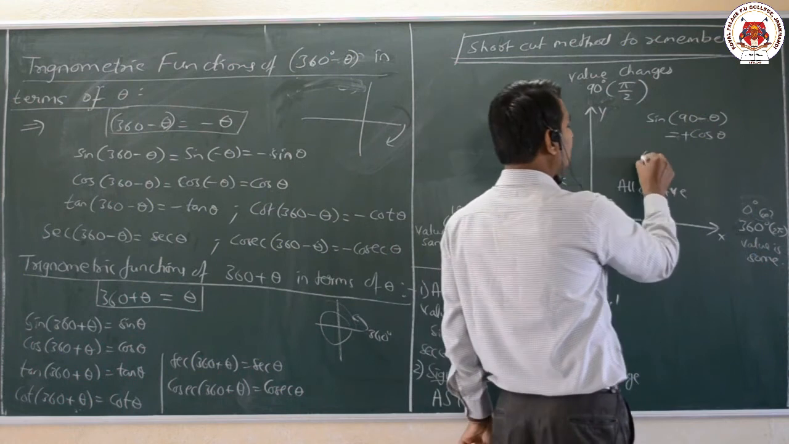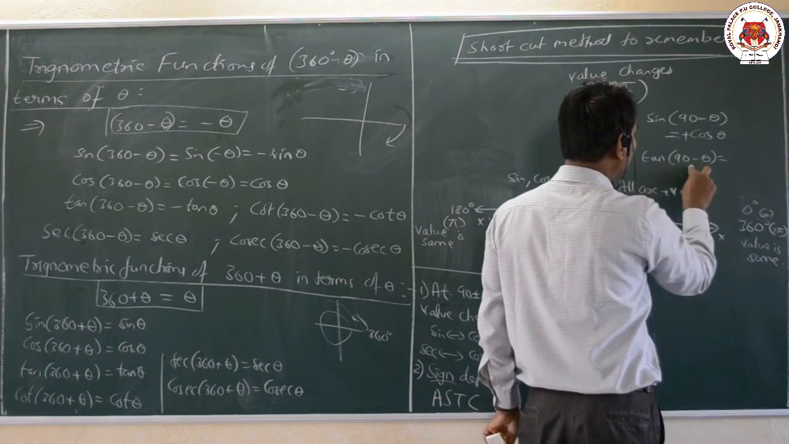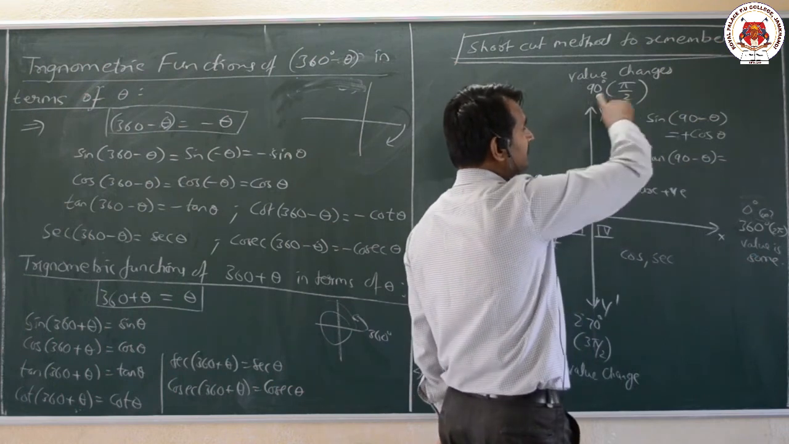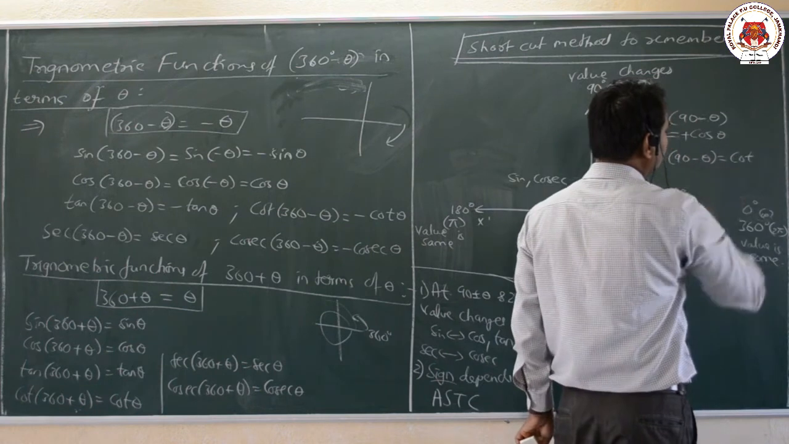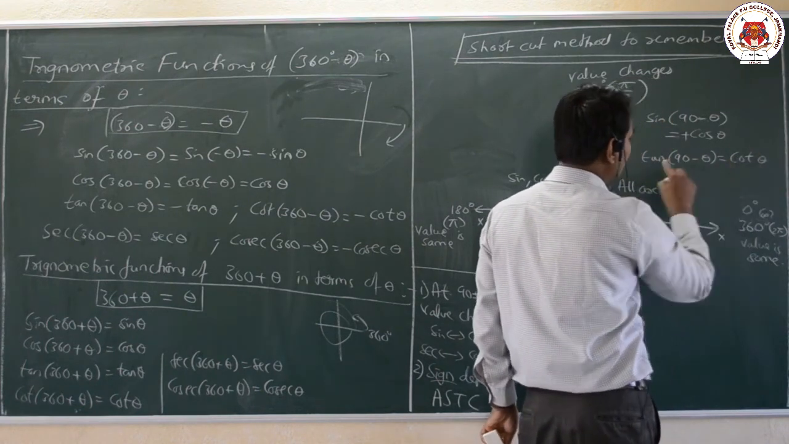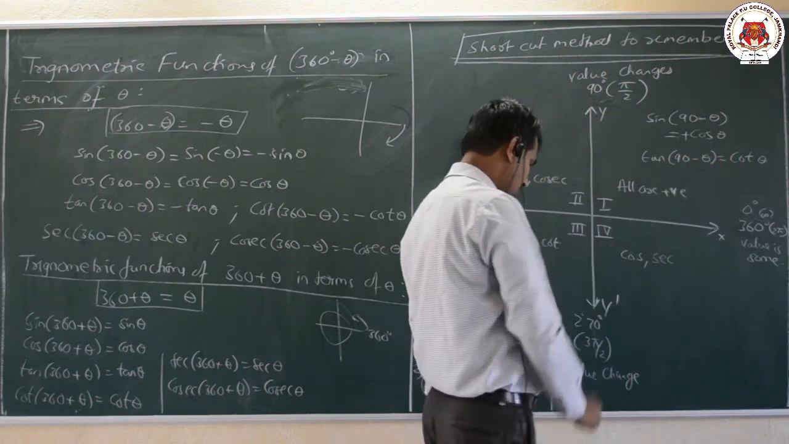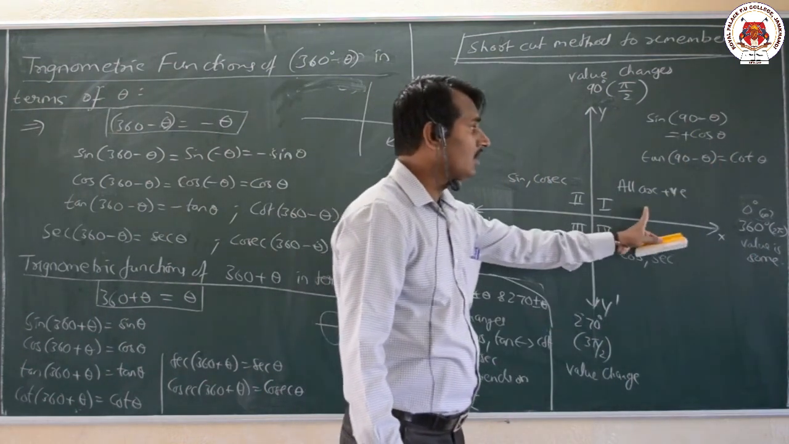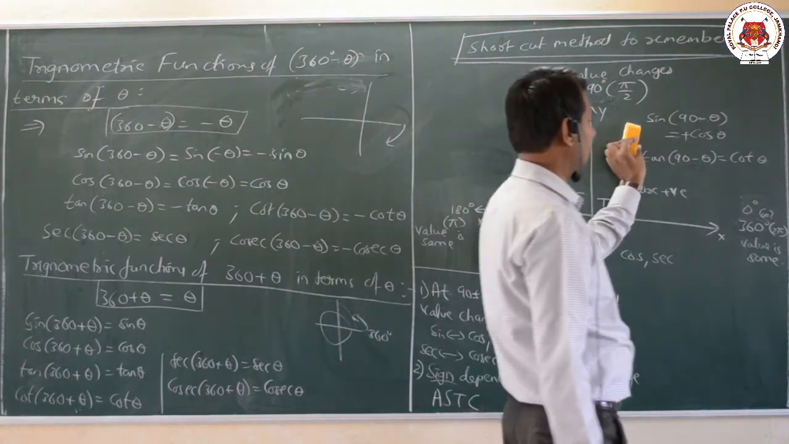Similarly, we can take tan of 90 minus theta. 90 minus theta always comes in the first quadrant. Tan becomes cot here. And what is the sign for tan? It is positive here, because in the first quadrant all are positive. In that manner you can understand the first case.